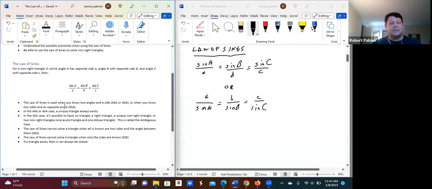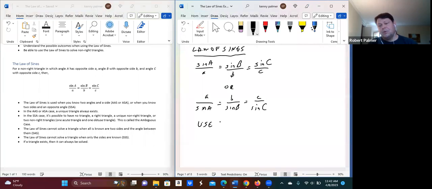Let's say the law of sines is used when we know two angles and a side. Okay, and that's because, remember, as long as we know two angles, we can always find the third, because for any triangle, all the angles have to add up to 180. So we use the law of sines with what we call angle, angle, side, or angle, side, angle.